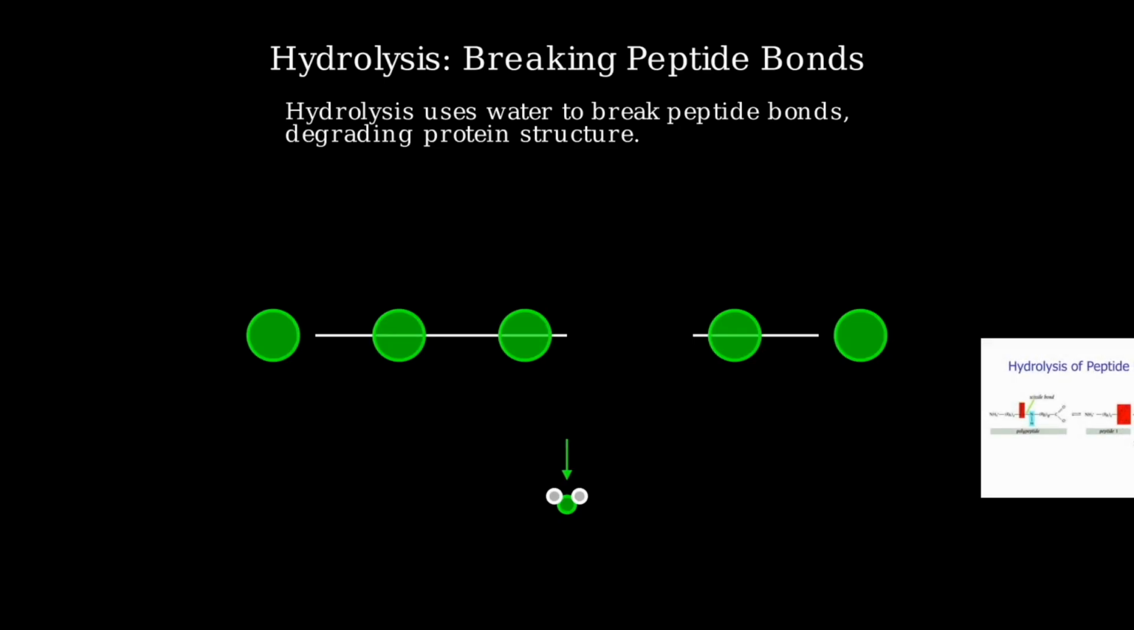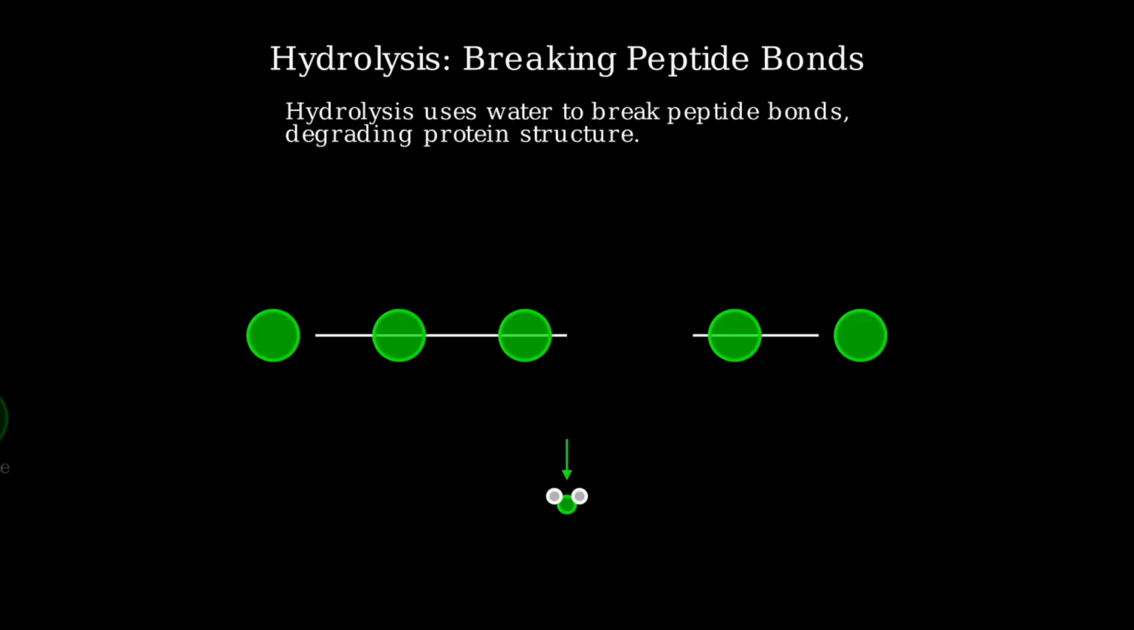This process is illustrated by showing how water breaks down a polypeptide chain. Hydrolysis can break proteins into peptides and free amino acids, as seen in this breakdown diagram. The process can be accelerated by enzymes such as proteases or by harsh chemical conditions like acid or heat.